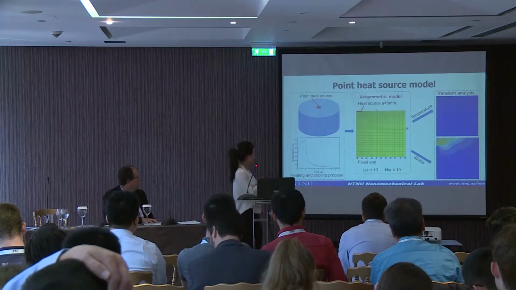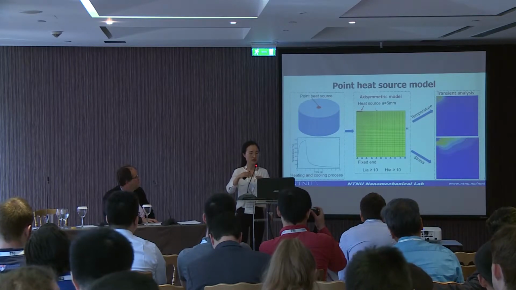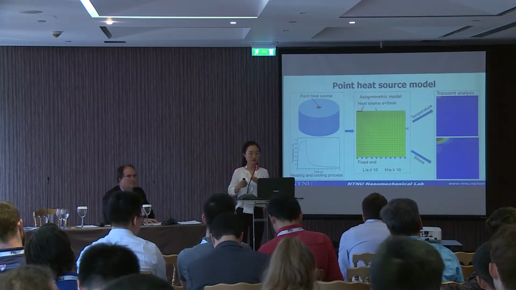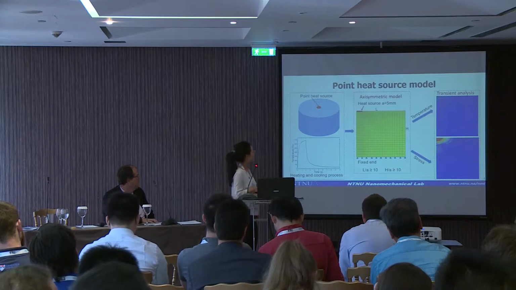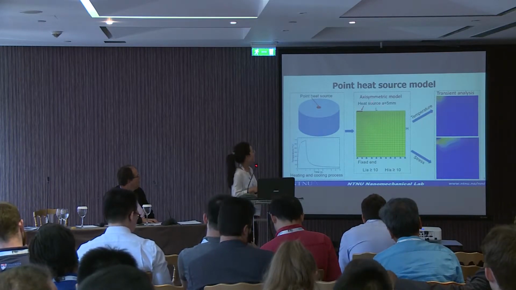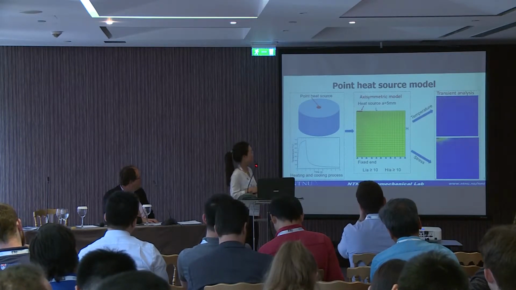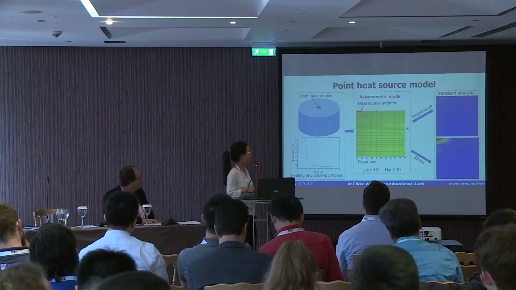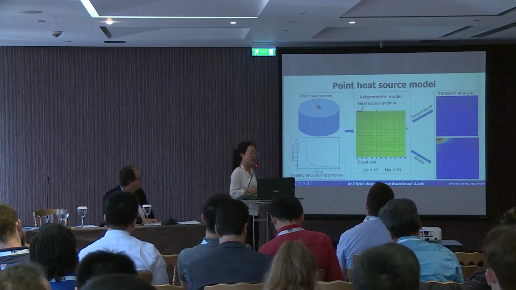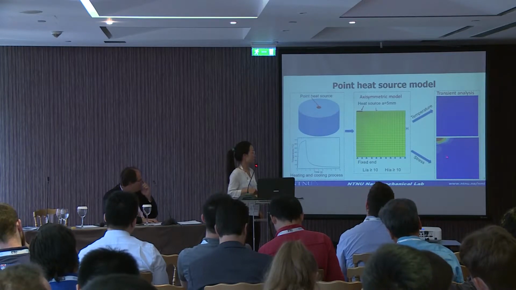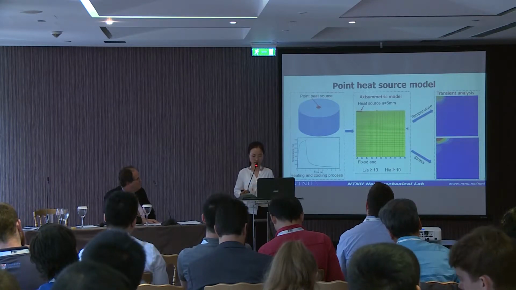The top left figure shows the physical model. It is a point heat source in the middle of a semi-infinite body, and the process includes heating and cooling. This is my axisymmetric model. Here is the heat source, and its radius is about 5 millimeters. The size of the model is 10 times the radius of the heat source. Then I will analyze the temperature history and the stress history, then try to propose a new method to estimate the residual stress.